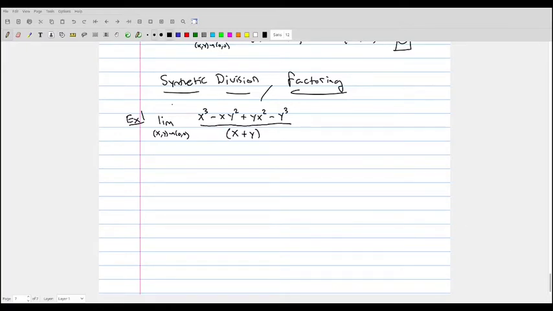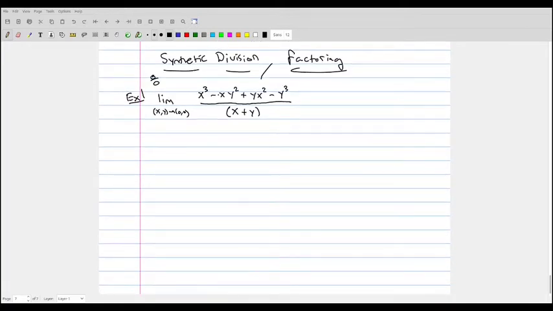Again, if you just directly try and plug in, you get 0 over 0, which is an indeterminate form. So you might think this limit doesn't exist. But it turns out that we can use a method from algebra called synthetic division, or division of polynomials, to simplify this. This is like long division of polynomials.